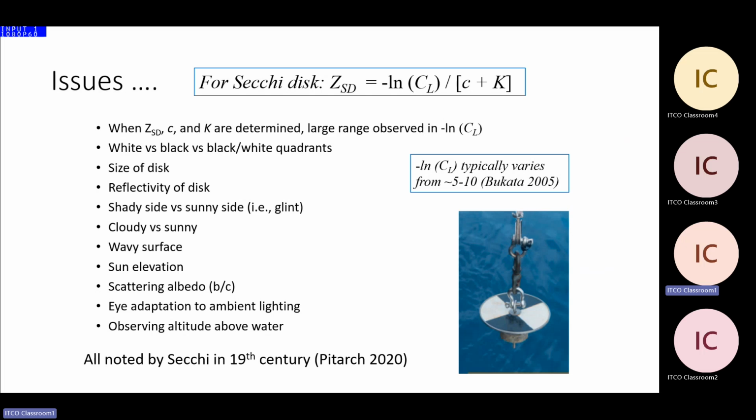There's also different Secchi disks that people have used. You can use an all-white Secchi disk. You can use an all-black Secchi disk. You can use a black and white quadrant Secchi disk, like the one in the lower right here. What's important in terms of the fundamental theory is that the Secchi disk, whether it's white or black, is matte. So it doesn't have any specular reflection.